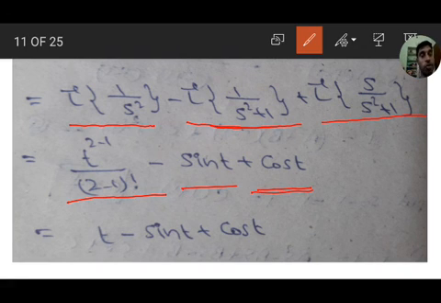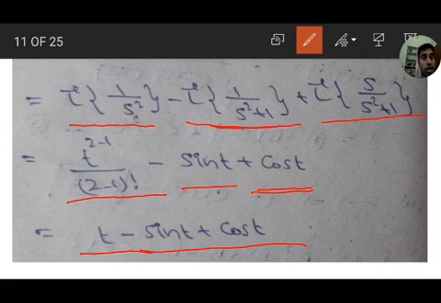So t to the power of 2 minus 1 is t to the power of 1, and 1 factorial is 1, so that is t only. T by 1 means t, minus sin t plus cos t. So t minus sin t plus cos t is the final answer.